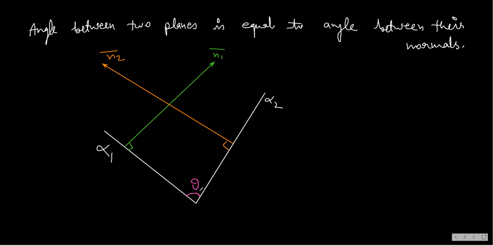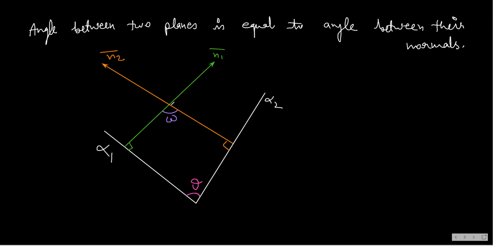Now see, students, let me take this angle here as omega. I take this angle as omega. The angle between two planes is theta, and the angle between their normals is omega.